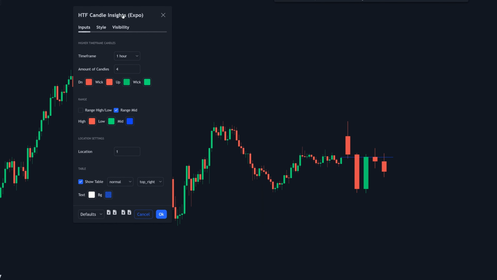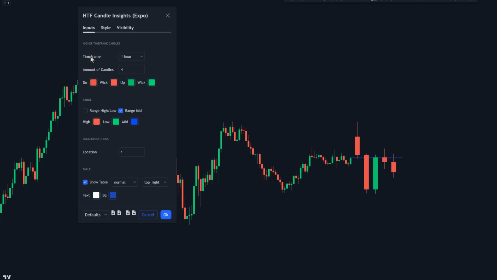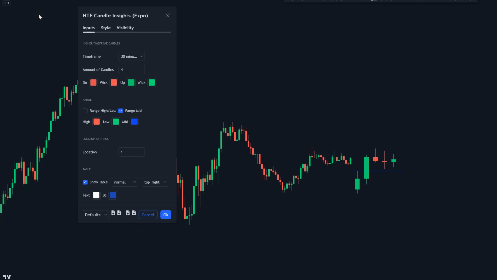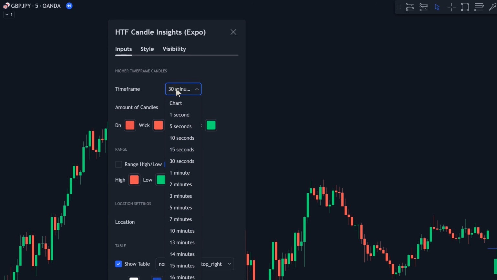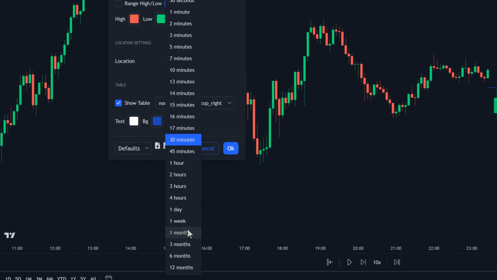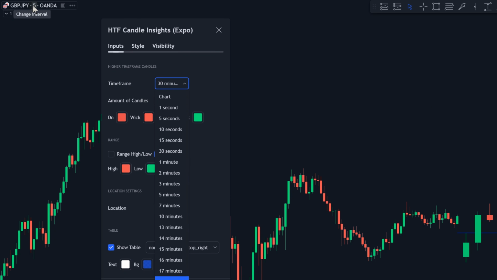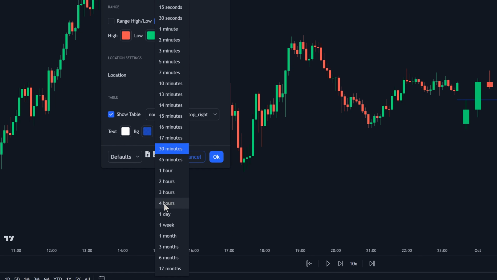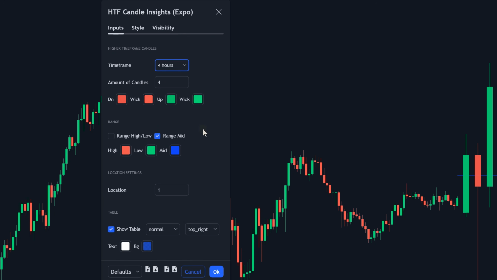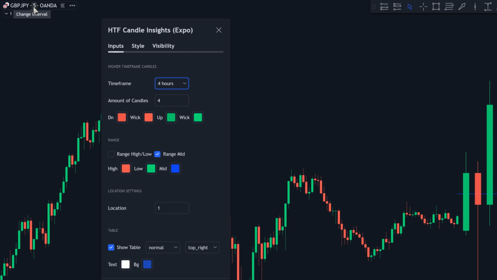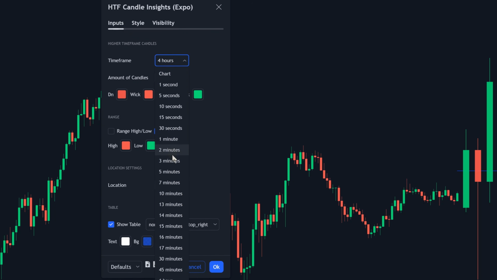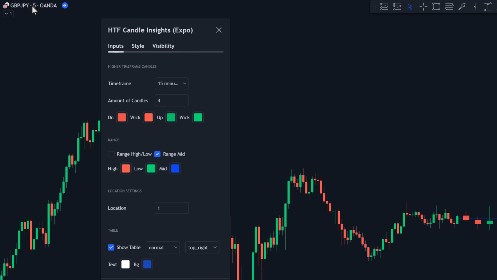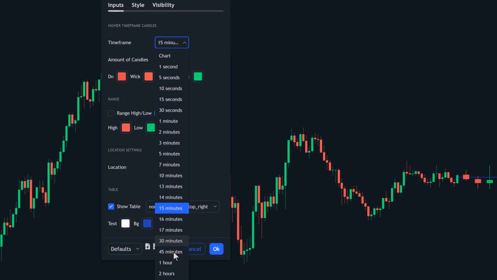Since I'm trading on the 5-minute time frame, I want the higher time frame analysis to be done on the 30-minute time frame. For you, if you're using any other time frame, you can come here and select your own higher time frame. You could be using the 1-hour time frame on your chart, and you need the higher time frame analysis to be done on the 4-hour time frame. You can just select that. You could be using the 1-minute time frame on your chart, and you need the higher time frame analysis to be done on the 15-minute time frame. So you just select that. But for my 5-minute time frame chart, I'm going to go with 30 minutes.